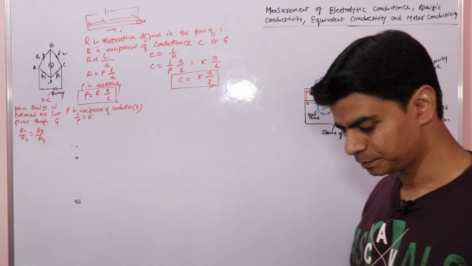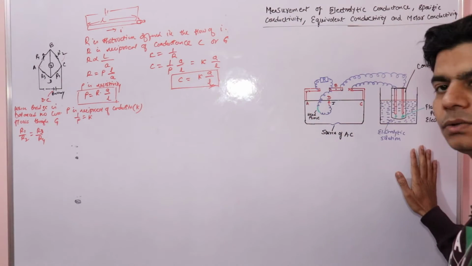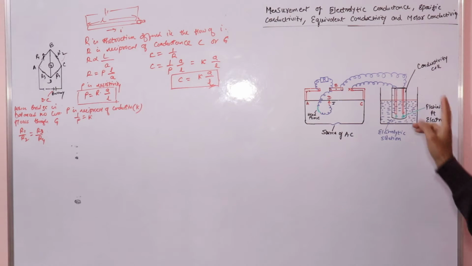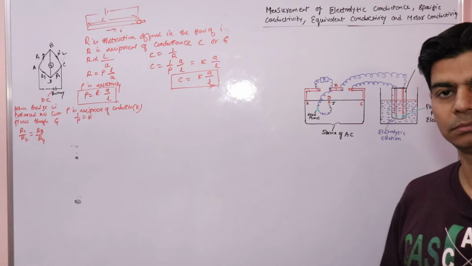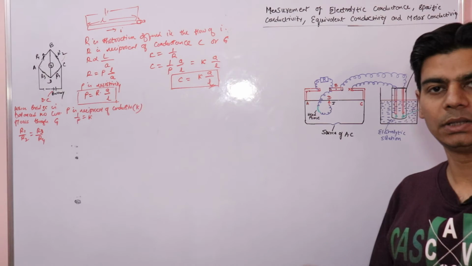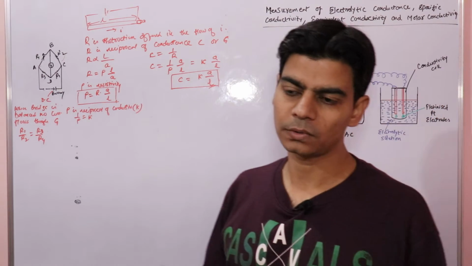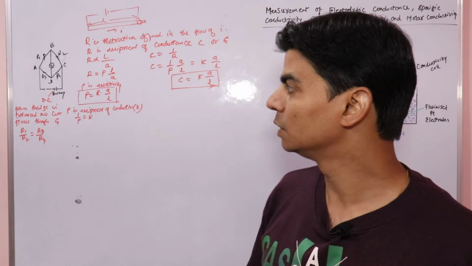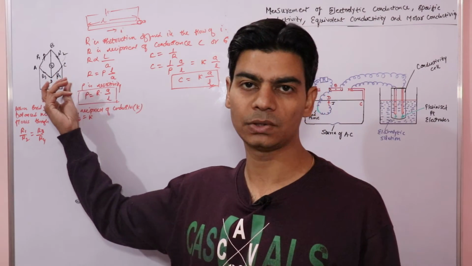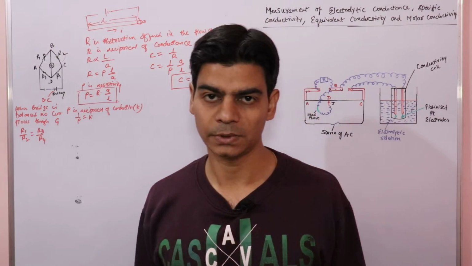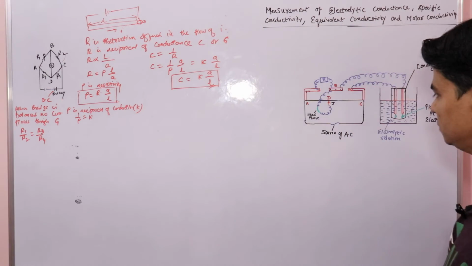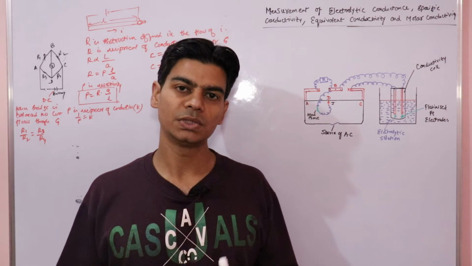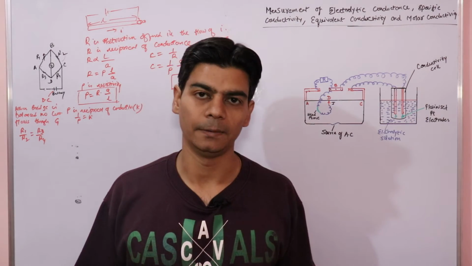But the problem is that we cannot connect this electrolytic solution to the Wheatstone bridge, right? Because this is not a wire. If you want to calculate the resistance or conductance of an electrolyte, then you need to take it in a solution, right? So I cannot connect a solution of an electrolyte in the Wheatstone bridge. This is one of the problems, right? So this problem is resolved using a device known as a conductivity cell, right?